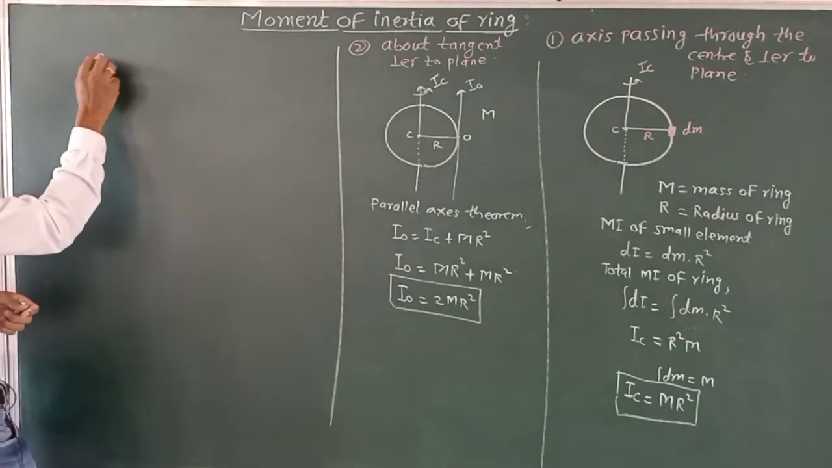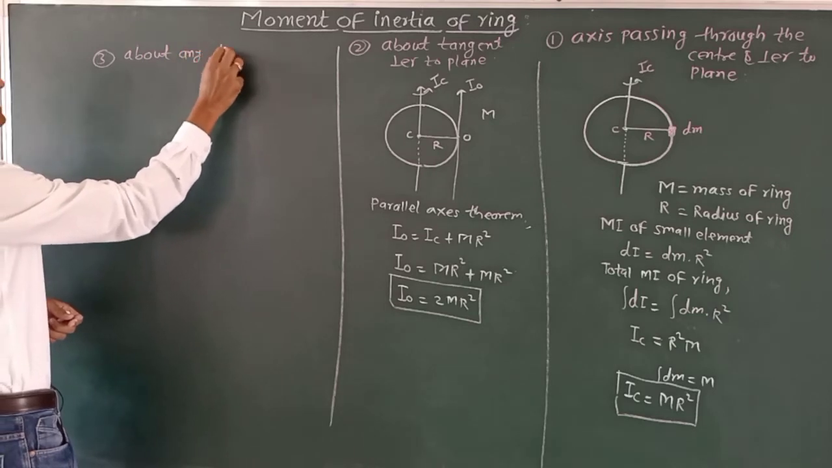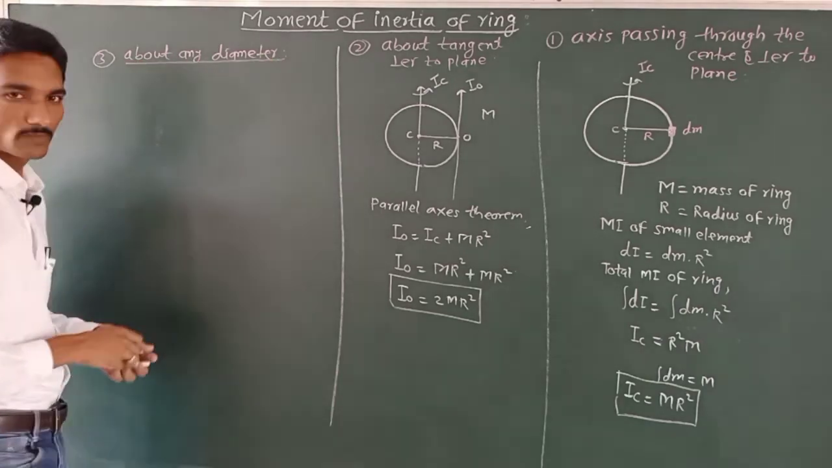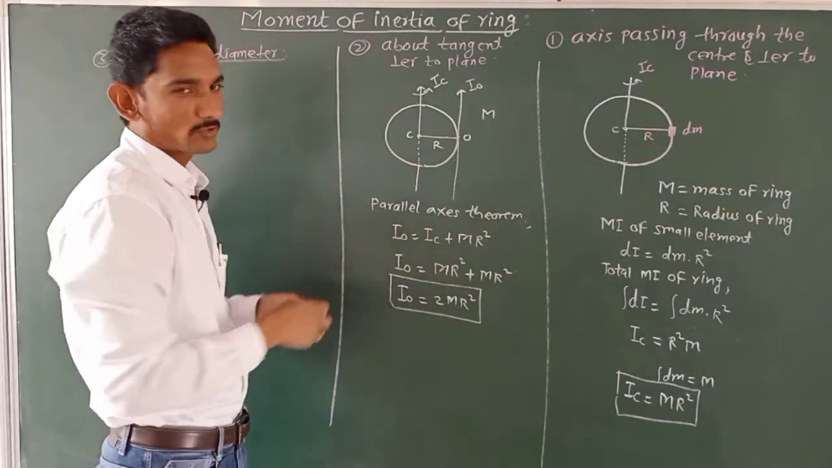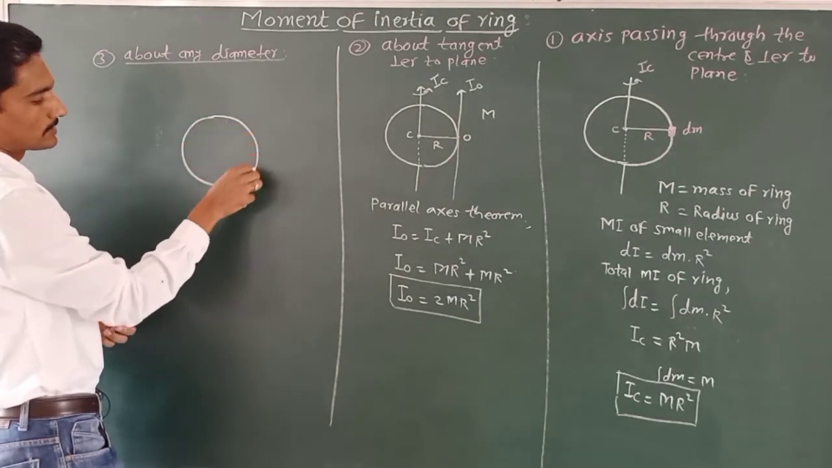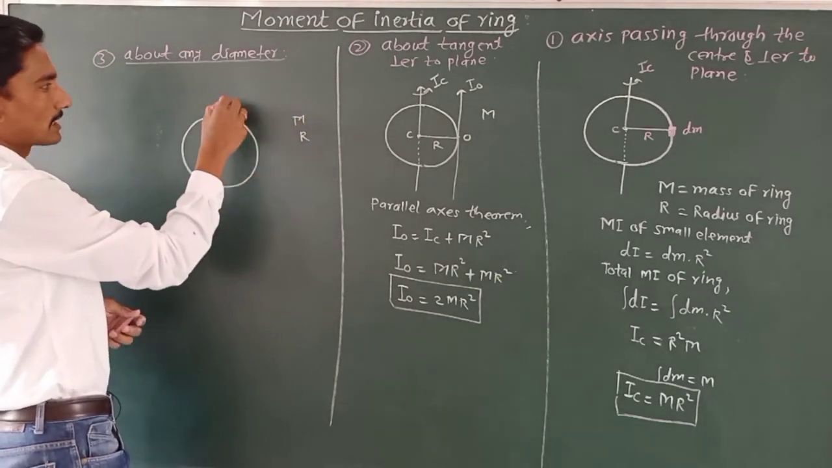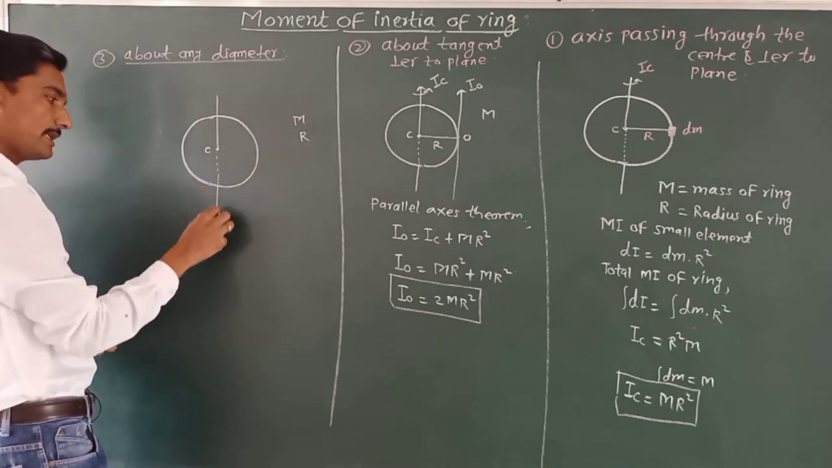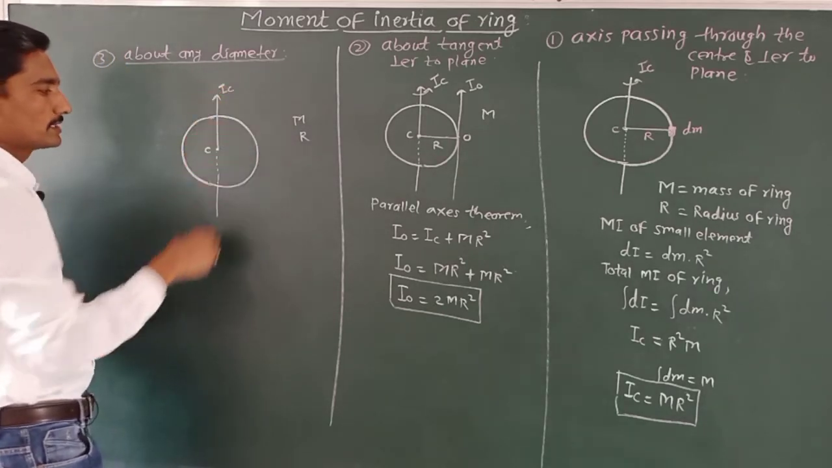So how can we determine the moment of inertia about any diameter? Now we have to consider the axis of rotation that is passing through any diameter of the ring. So for that purpose again we have to consider a thin and uniform circular ring having mass capital M and radius capital R. This is the axis of rotation which is passing through the center and perpendicular to the plane, and IC is the moment of inertia about this axis of rotation.